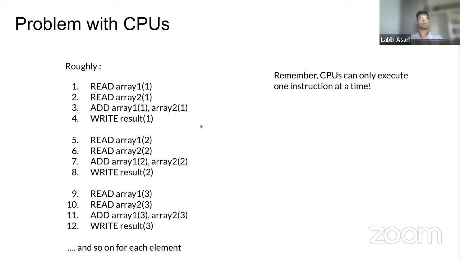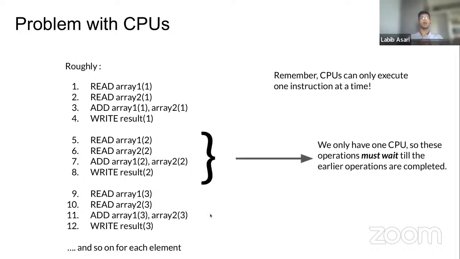So first, when the first element is added, it moves on to the second element. When the second element is added, it moves on to the third element, and so on. Now what is the problem in this? When it is executing the first element, the second element of the array has to wait for the first element to be processed. But why does it have to wait? The result of the second operation is completely independent of the result of the first operation.